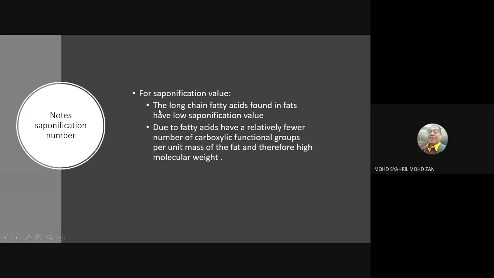Okay, continue. For saponification value, the long chain fatty acid found in the fats have a low saponification value due to the fatty acid having relatively fewer number of carboxylic functional group per unit mass of the fat and therefore high molecular weights. So dekat sini maksudnya dalam kita punya fatty acid kita ada dua functional group. Satu daripada kumpulan glycerol, another one will be from fatty acid. So fatty acid ada kumpulan functional group dikenali sebagai carboxylic. So ada dua kumpulan group tu. Satu daripada alkohol, glycerol, satu lagi daripada fatty acid.